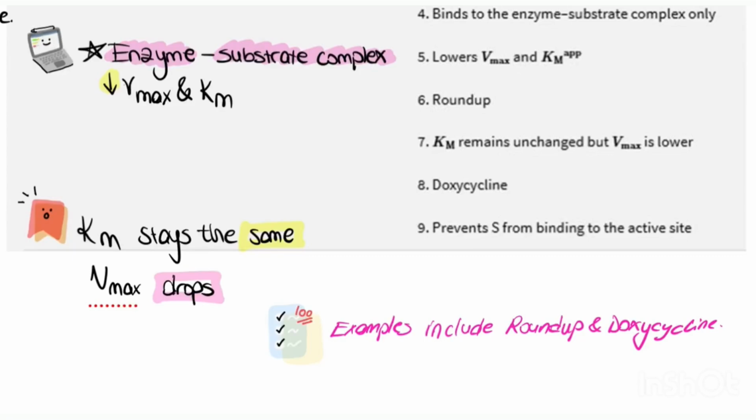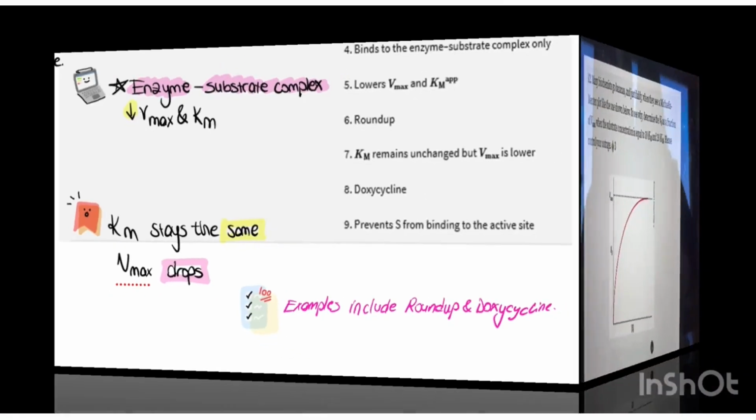So lastly, it's really important to remember that the competitive one fights for the active site, the uncompetitive one waits for the complex, and the non-competitive ones shut down the whole thing. And that's the whole question.